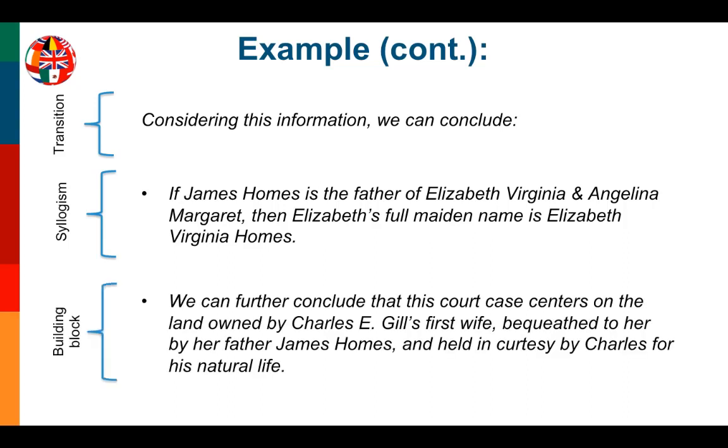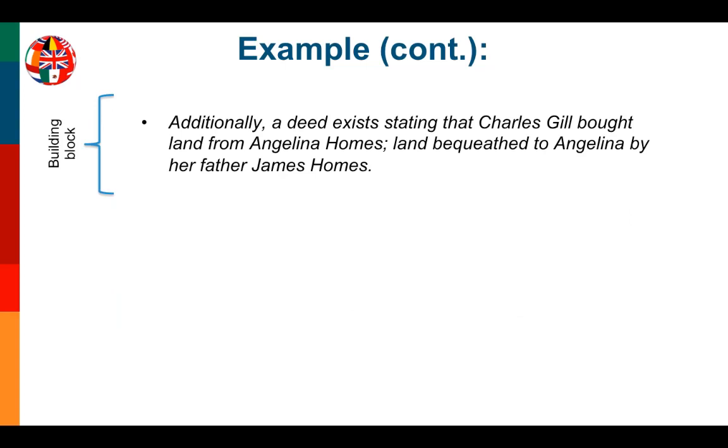Then we have another building block. We can further conclude that this court case centers on the land owned by Charles E. Gill's first wife, bequeathed to her by her father James Holmes, and held in courtesy by Charles for his natural life. Then we have another building block. Additionally, a deed exists stating that Charles Gill bought land from Angelina Holmes, land bequeathed to Angelina by her father, James Holmes. We have no conflicts to resolve in this proof.